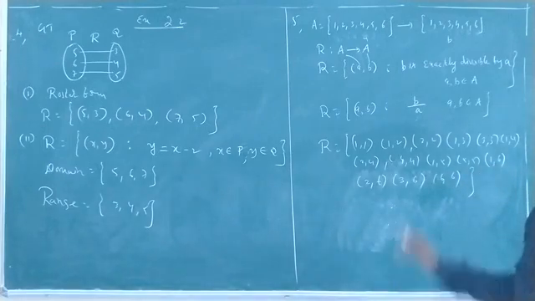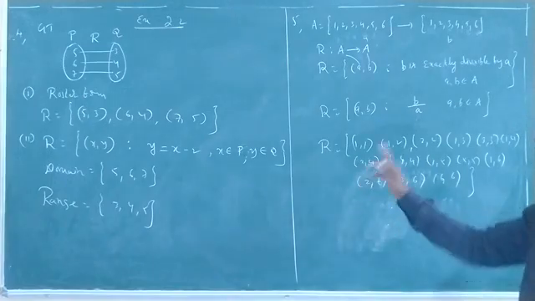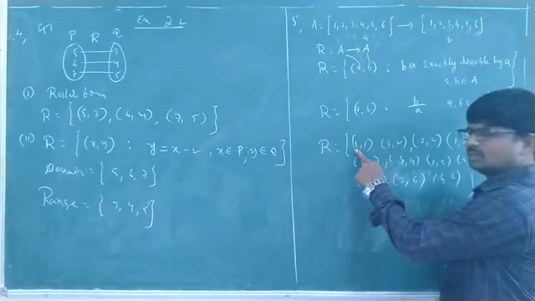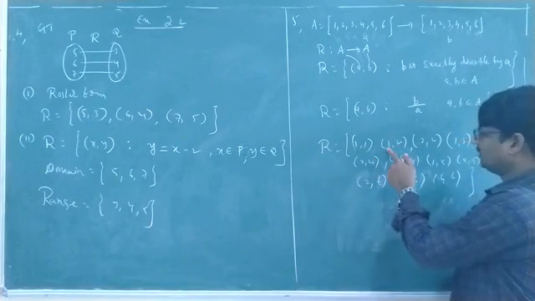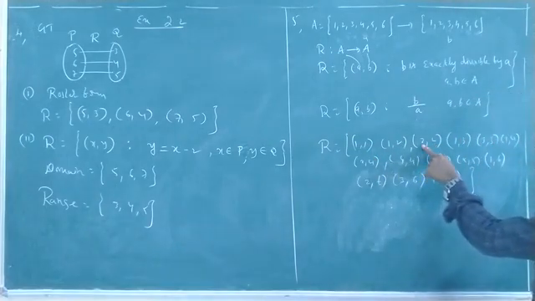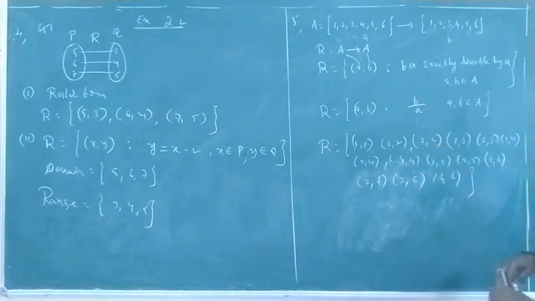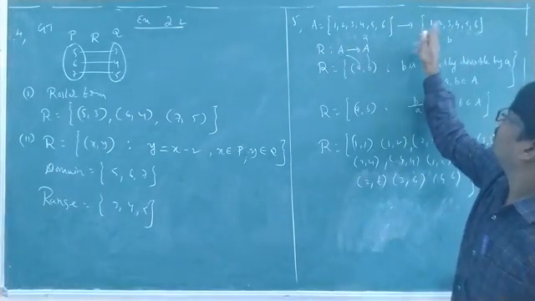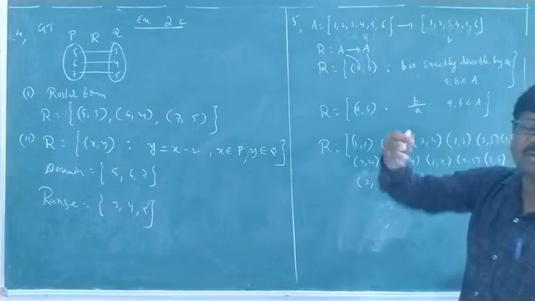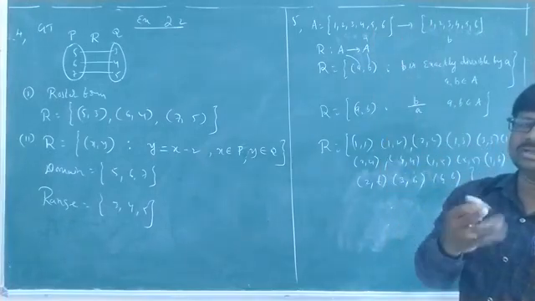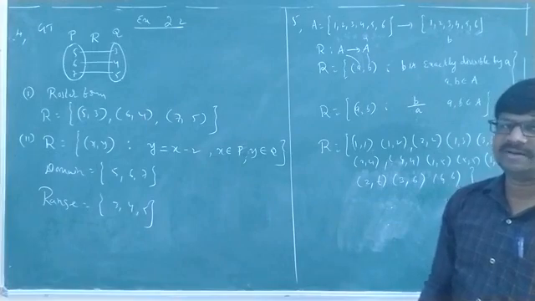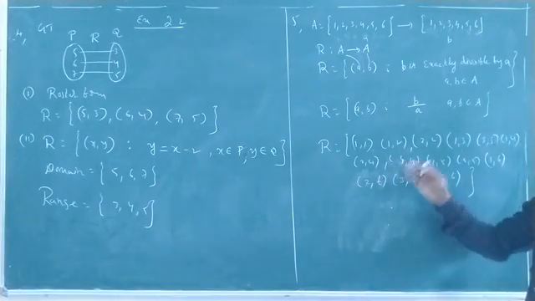So these are the ordered pairs, the elements in the relation. What is the relation between these two? B divides A exactly. 1 by 1, 2 by 1, 2 by 2. 1 by 2 does not happen. 1 by 3 also not. 1 by 2 means there is a rational number, it does not divide perfectly. So in this manner you have to check.